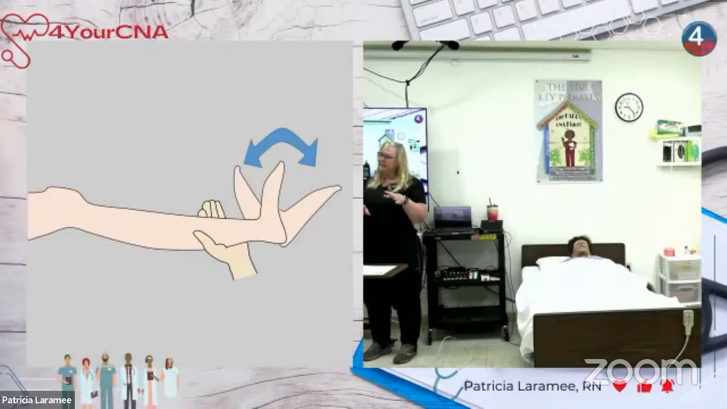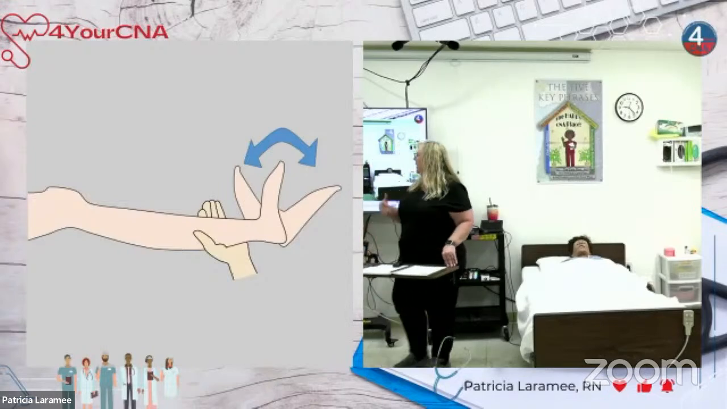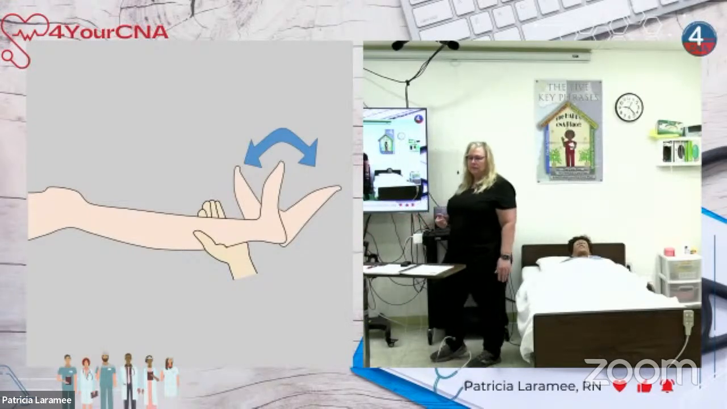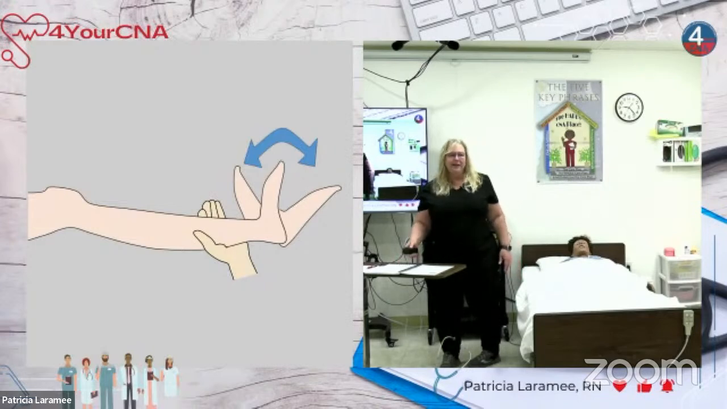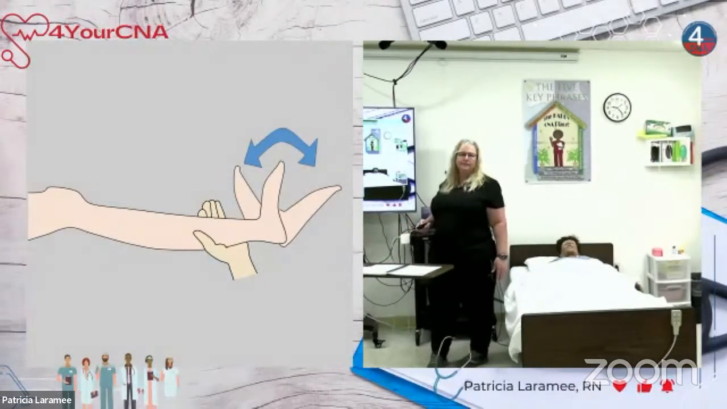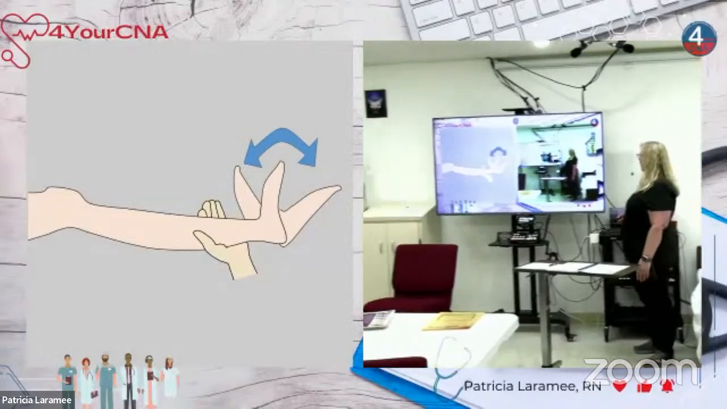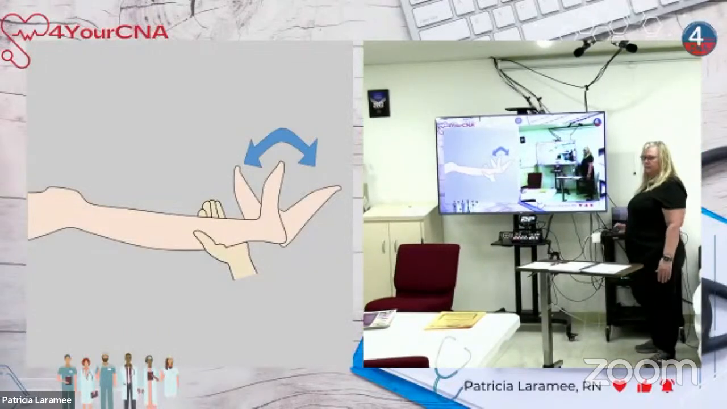Remember, to the point of pain or resistance, we don't ever want to inflict pain. So along the way, we're going to be asking the patient, how does this feel? Is everything okay? Do you have any pain? Anything like that? Good? Questions?